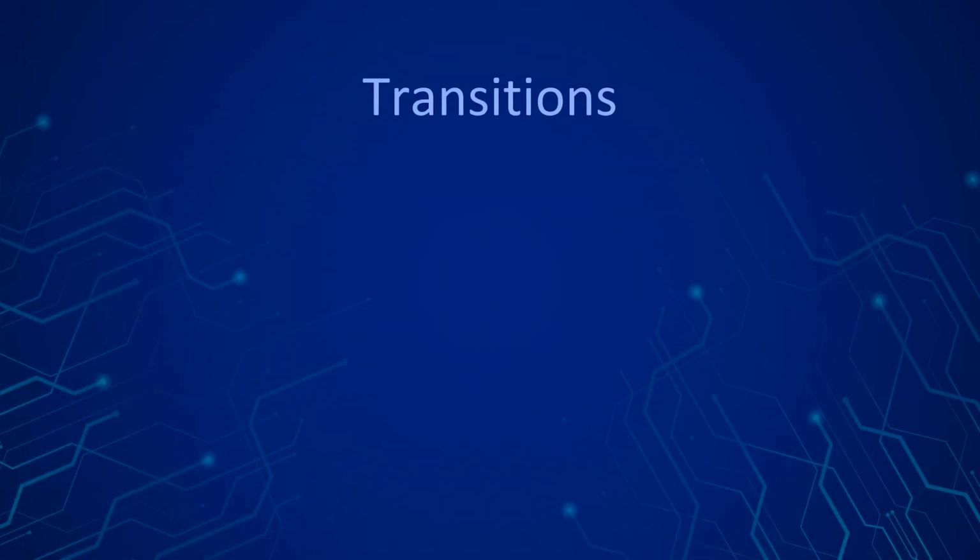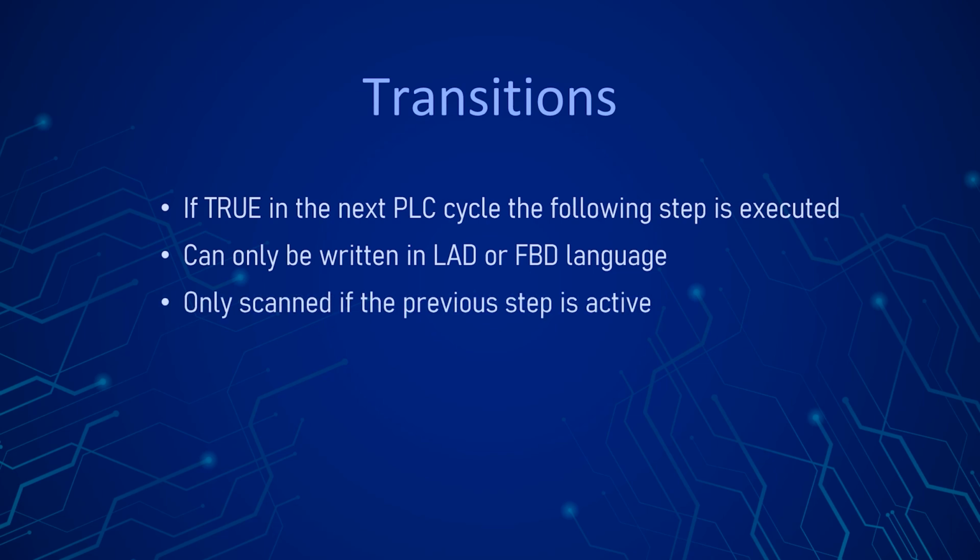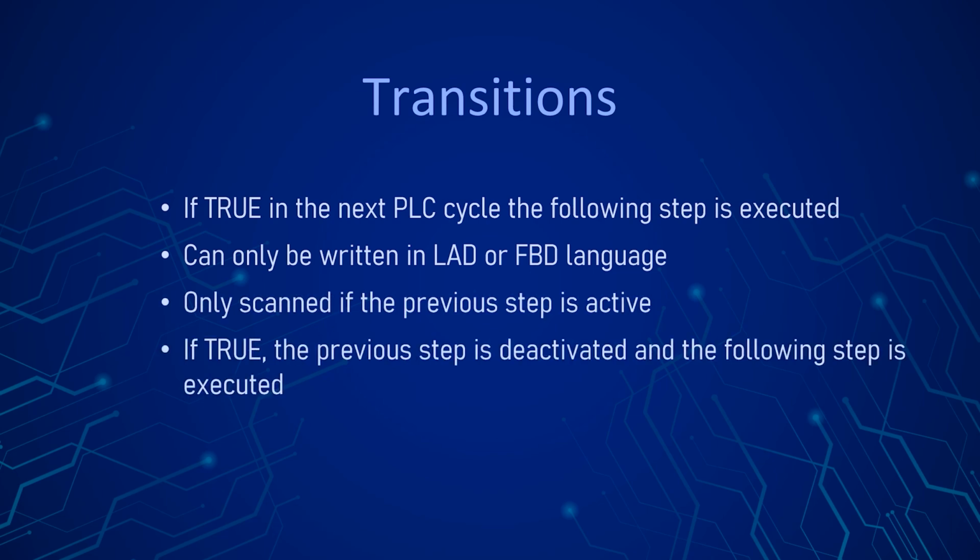Important to remember, only the active step's transitions are being monitored. If you have a transition somewhere in your program that has a true value but the preceding step is not active, it will have no effect on the execution. Transitions can only be programmed in ladder logic, or in function block diagram. If the following transition is fulfilled, the program goes to the next step and so on.